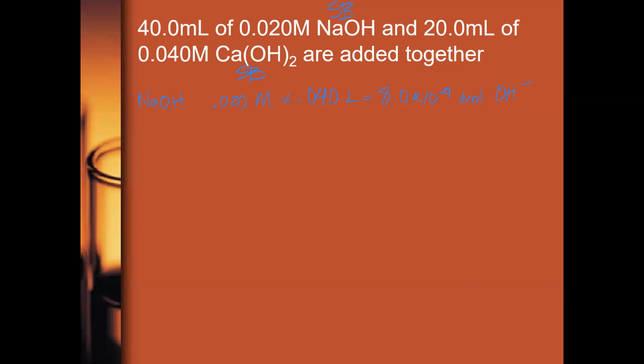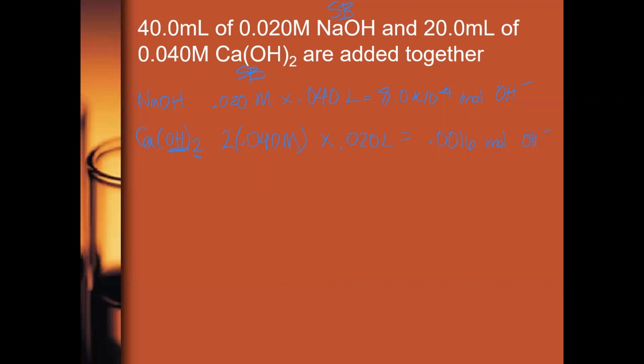For calcium hydroxide, the molarity is 0.040 molar. However, remember that there are 2 hydroxides in our formula. So we do need to multiply that by 2 because each hydroxide has the molarity of 0.040 molar. And that gets multiplied by our volume, the 20 milliliters, so 0.020 liters. So here we have 0.0016 moles of hydroxide from calcium hydroxide.